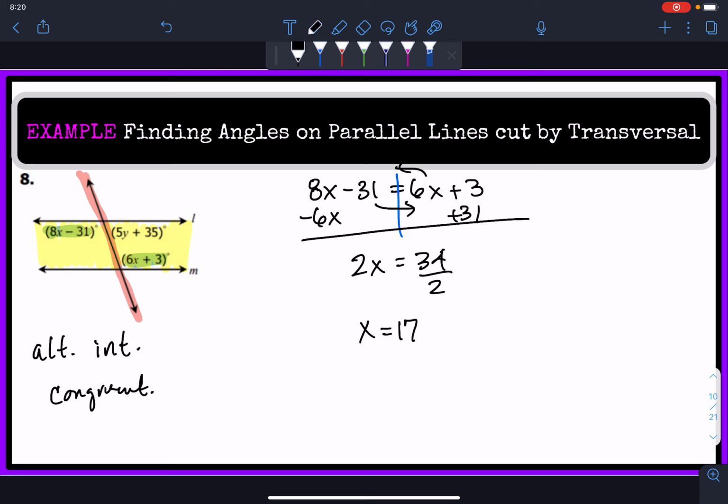So we have 6 times the value of x, plus 3. And again, x is 17. So multiplying 6 with 17, we get 102. 6 times 17 is equal to 102. We add 3, and that's equal to 105. So the measurement of this obtuse angle is 105.